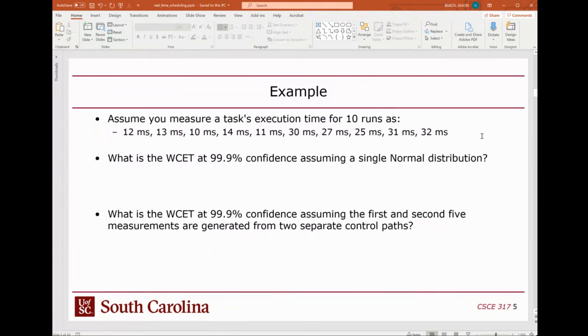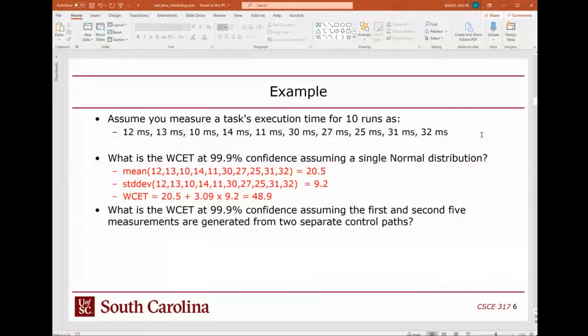So you're assuming that the application doesn't really have any kind of data-dependent behavior, and so its control flow is always the same. So to figure this out, you can take the mean, which in this case is 20.5 milliseconds, and the standard deviation, which is 9.2 milliseconds. And you can calculate the worst case execution time by taking the mean and adding that to 3.09 times the standard deviation, which gives you 48.9 milliseconds.